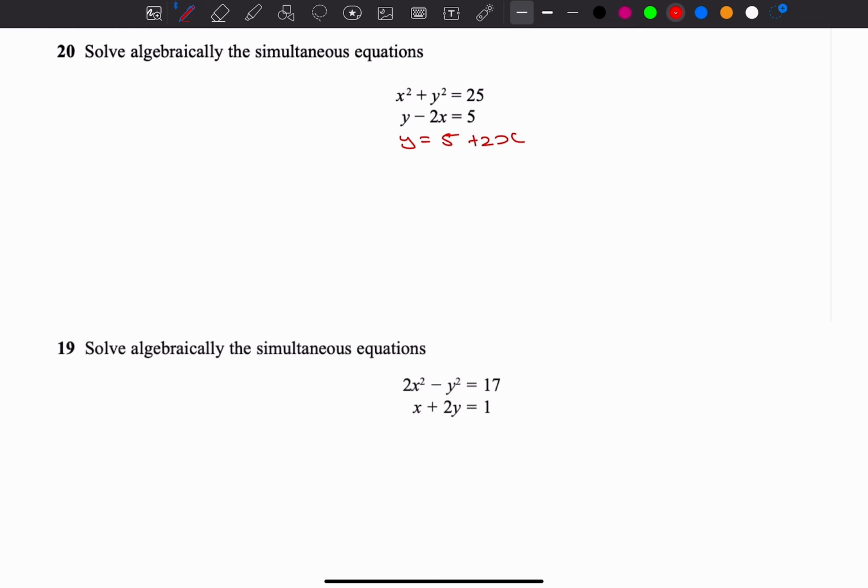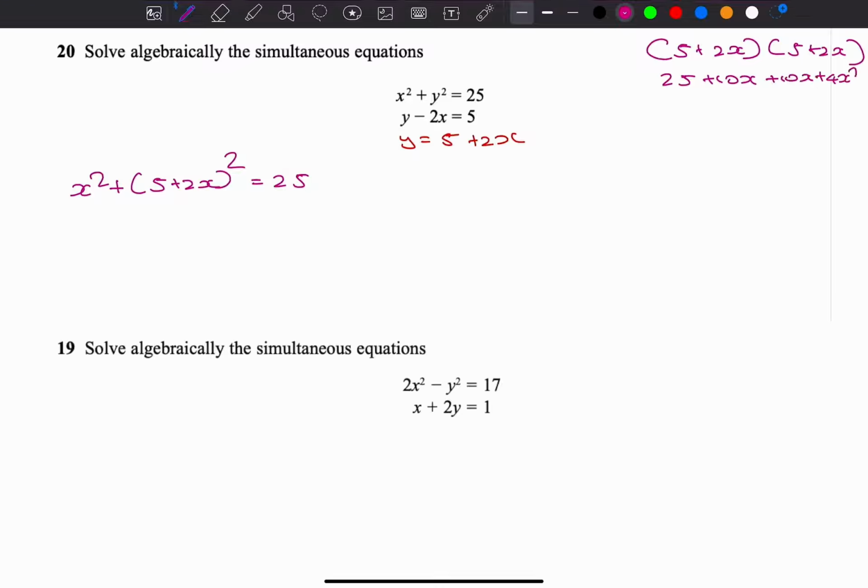Then we will resubstitute it. So x squared plus, instead of y, what do you put? 5 plus 2x, squared, equals 25. Let's see, 5 plus 2x, if you square it, 5 plus 2x, 5 plus 2x. That gives you 25 plus 10x plus 10x plus 4x squared.